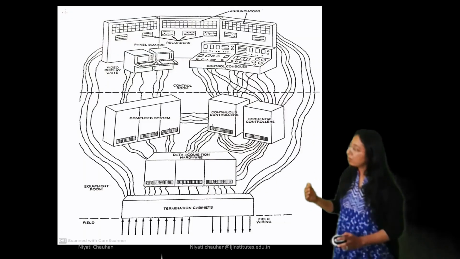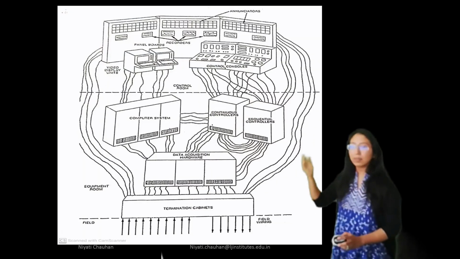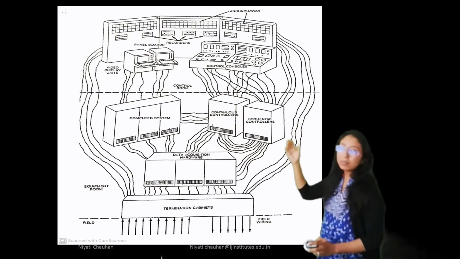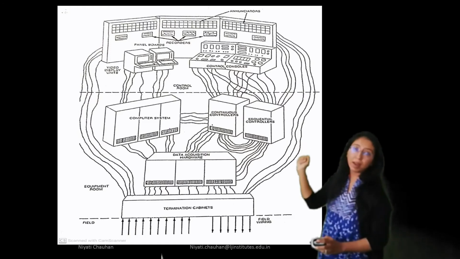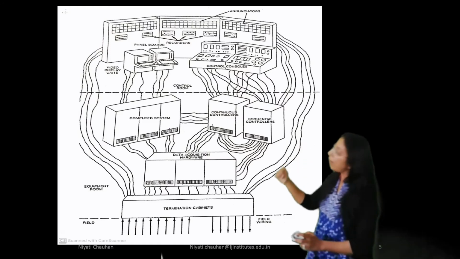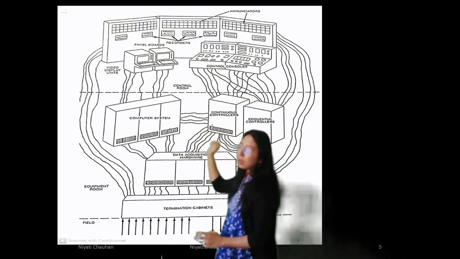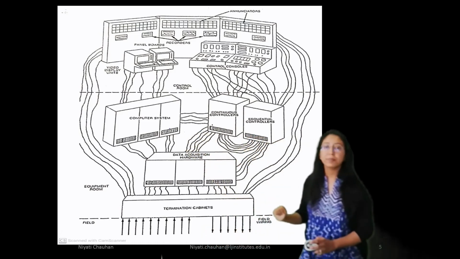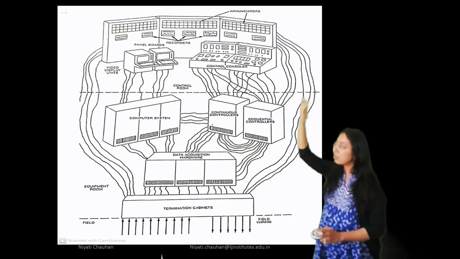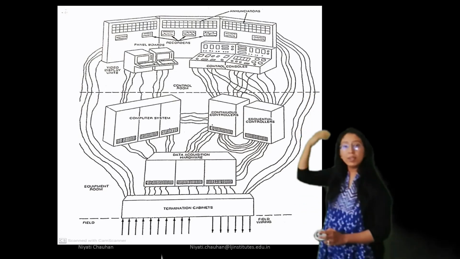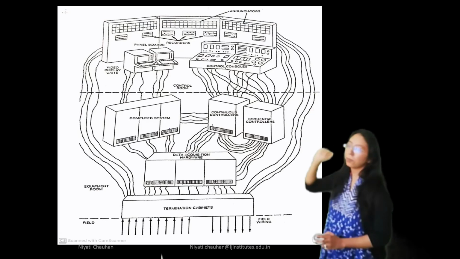So, we have discussed analog control, and operators are not available in the analog controller. And we have also discussed direct digital control. Then next we discuss distributed process control, which runs at the control room.